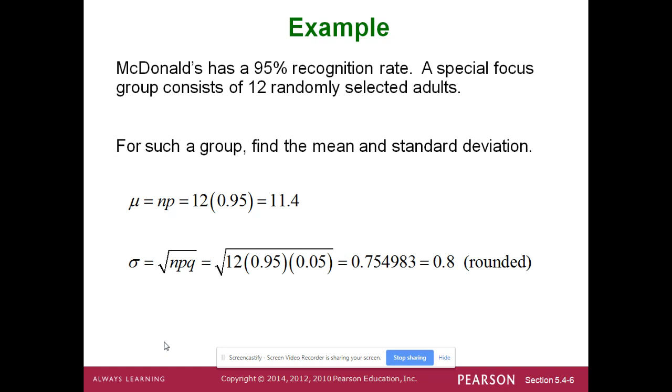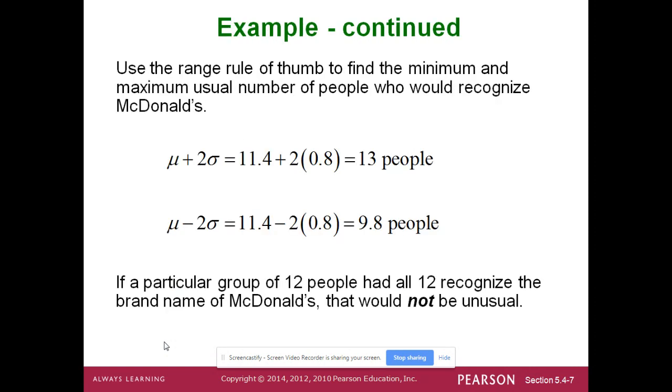Why did we round to one decimal place? It's one more than what they gave us. That's absolutely correct. Okay, from that we can find what would be an unusual value. So 9 people or fewer would be unusual. What this tells us is, in a group of 12 people, it's not unusual for all 12 of them to know what McDonald's is.